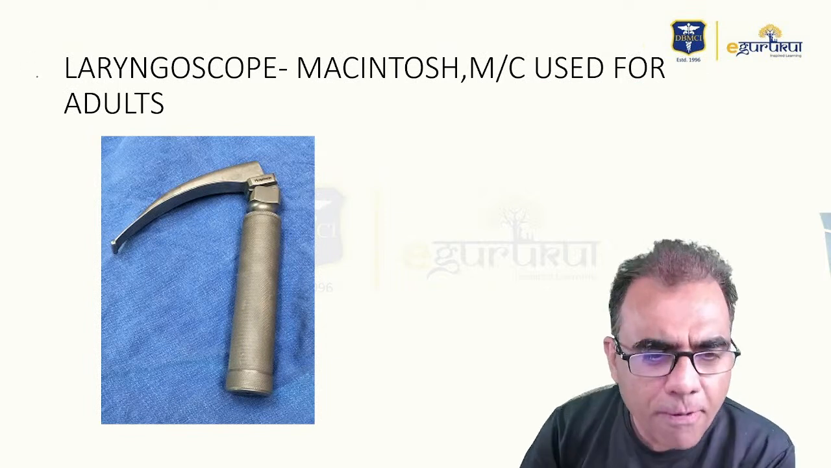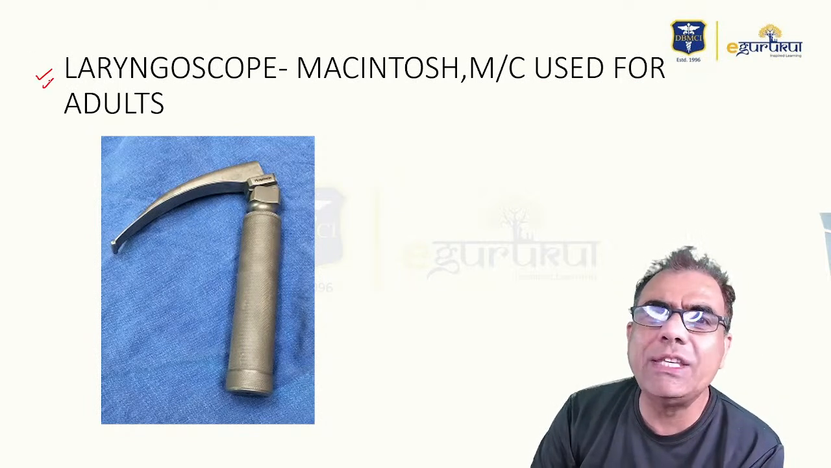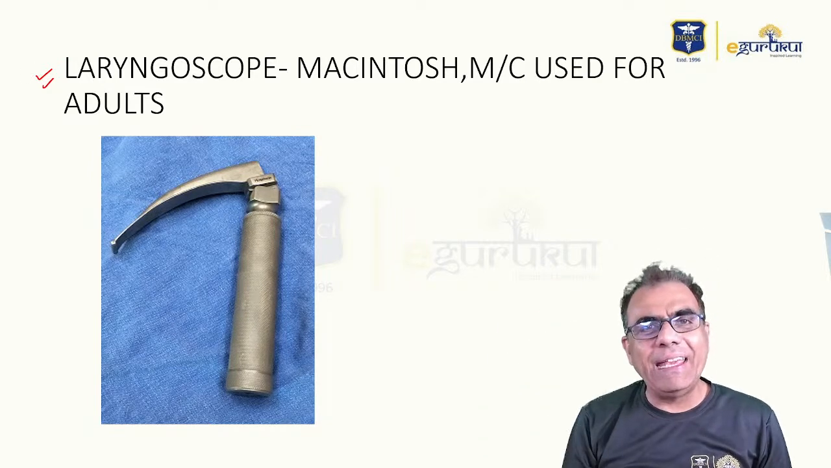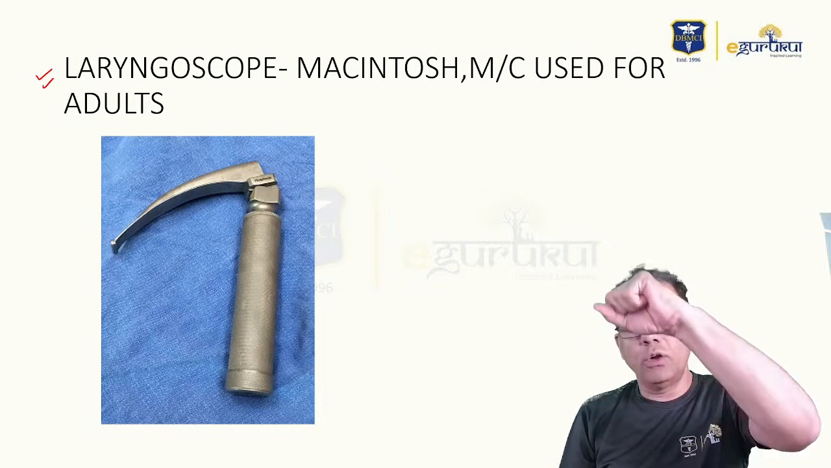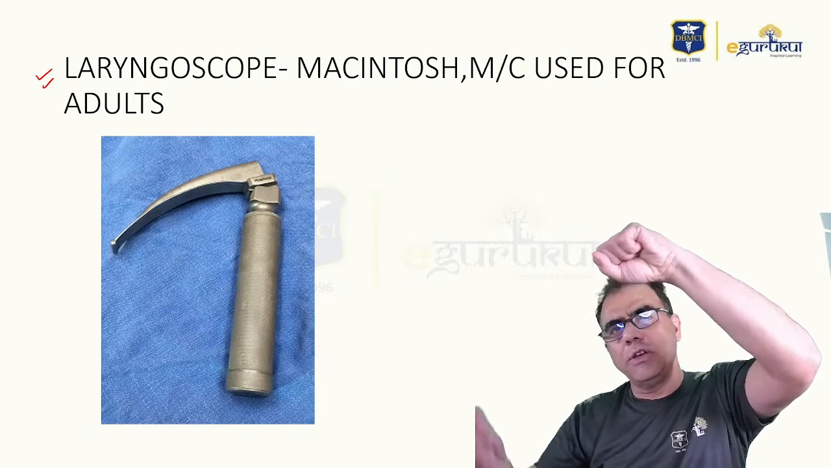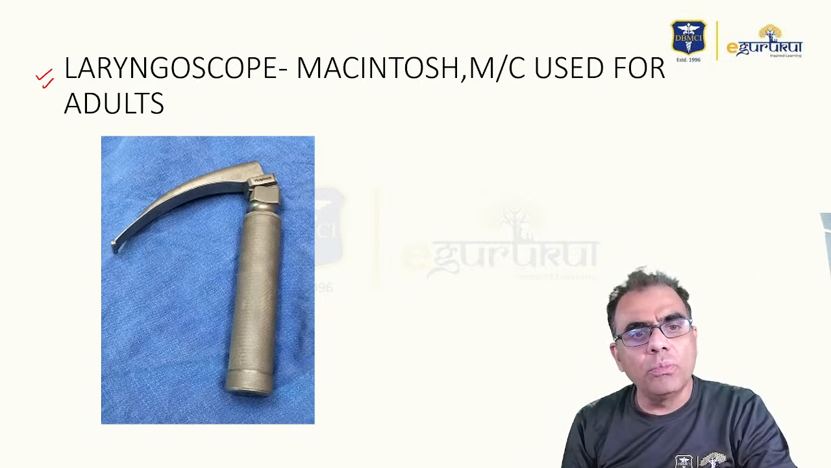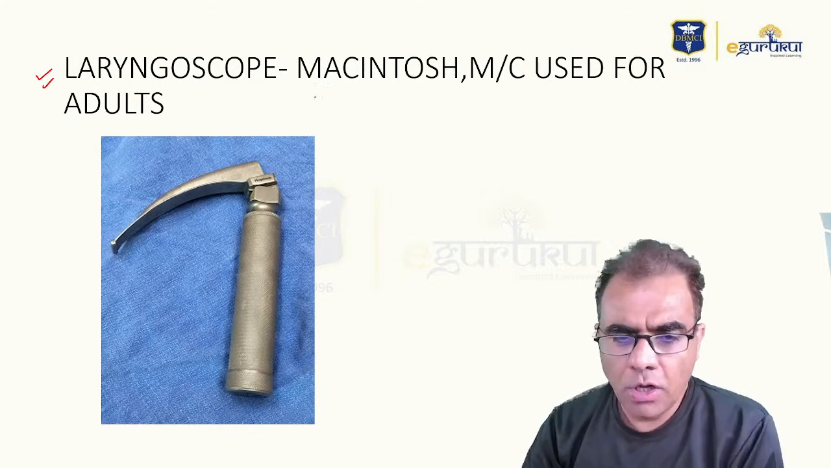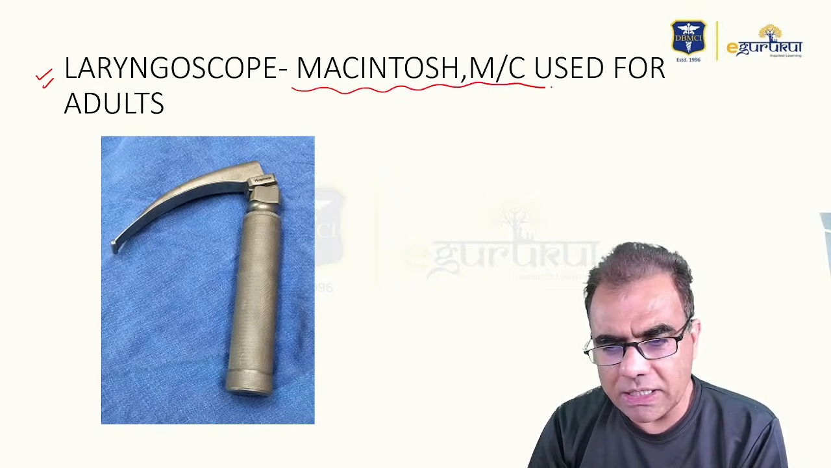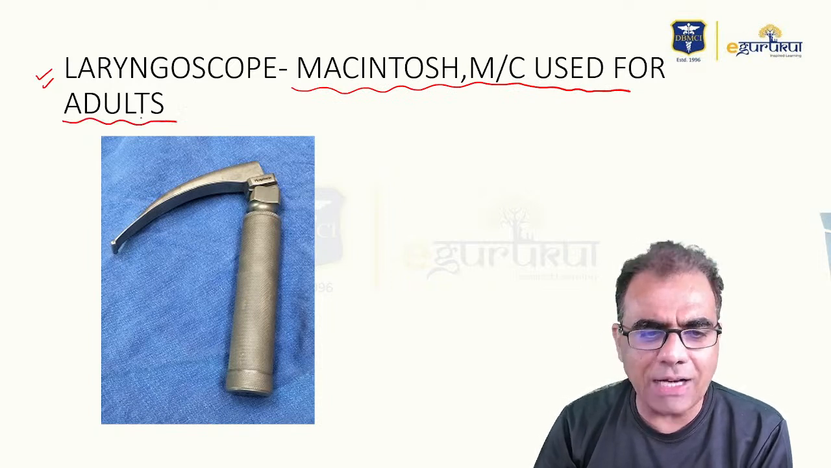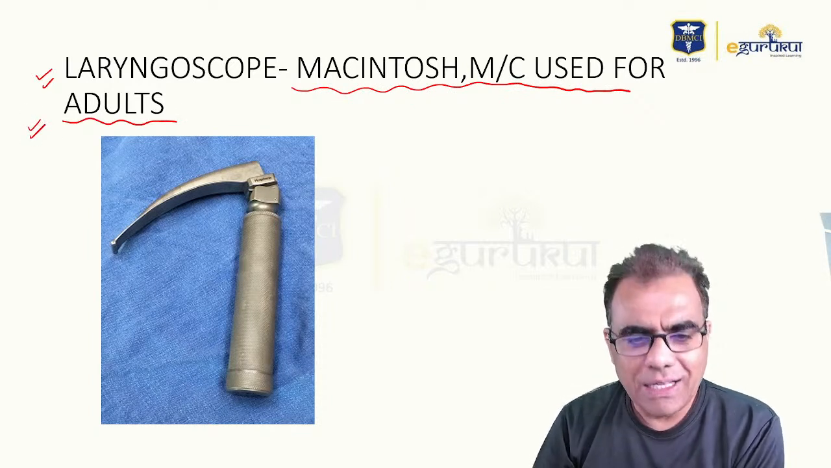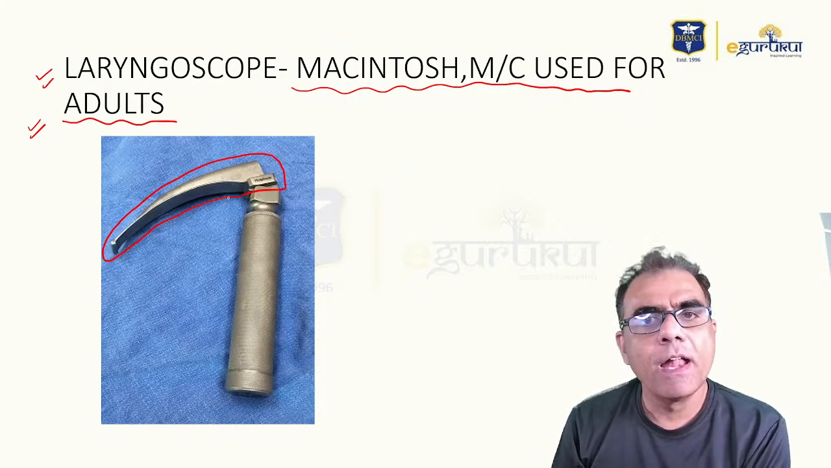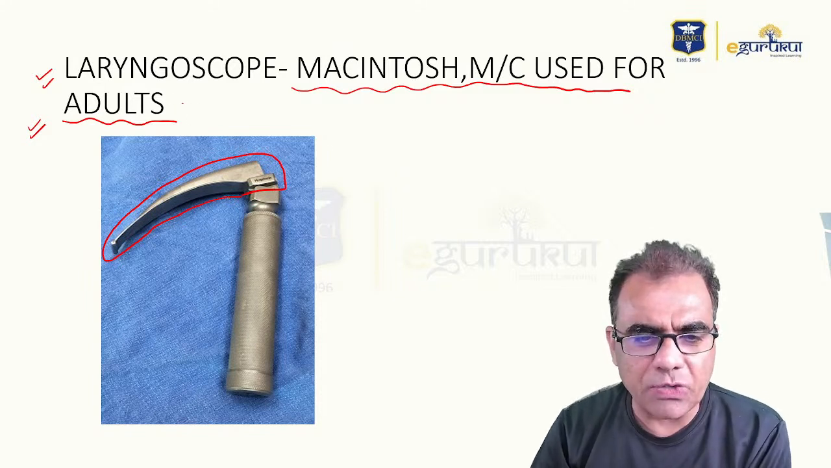Then laryngoscope. The laryngoscope, you know, is used for enhancing or facilitating intubation. Only by laryngoscopy do you see the vocal cords, and then you can place your endotracheal tube. There are again many kinds of laryngoscopes, but the most important one you should know, the most commonly used, is the Macintosh, and this is the blade of choice for adults. This is a Macintosh blade. You can see it's a curved blade.